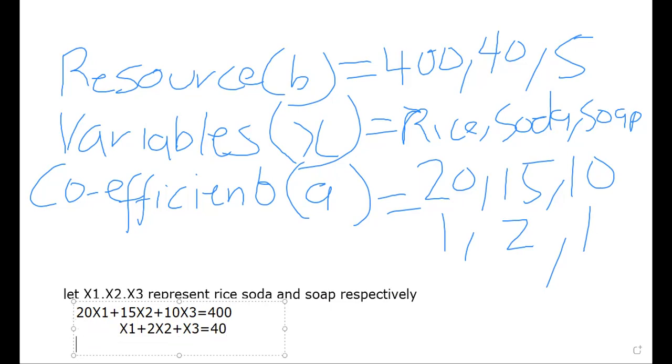And then now they are telling us that they want to buy exactly 5 bars of soap. So the soap is represented by x3. So in this thing, we can see soap is equal to 5. And we've already represented soap by x3. So x3 equals 5. So this is our answer.